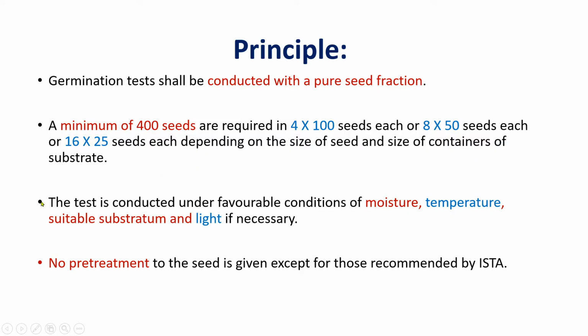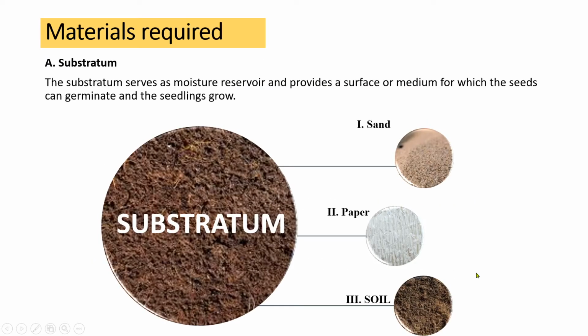The test is conducted under favorable conditions of moisture, temperature, suitable substratum, which means medium, which can be of any type: soil, paper, or sand, and light. All the necessary requirements are to be supplied in sufficient amount while testing the seed germination test. And no seed treatment is going to be given, except those which are recommended by ISTA for the seed germination test.